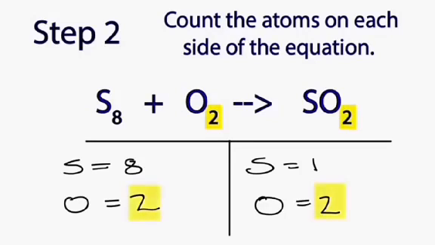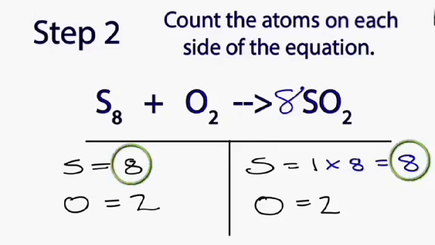We can see that we have 2 oxygen on each side of the equation. So the oxygen is fine, but the sulfur atoms, we have 8 on the left side, the reactants, and only 1 on the right. To fix that, I can change the coefficient in front of the sulfur on the right and make that an 8. So if I put an 8 here, that means 8 times 1 sulfur, that will give me 8 sulfurs. And my sulfurs on both sides are 8.